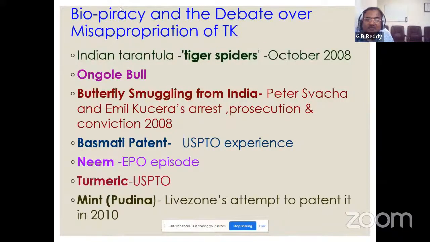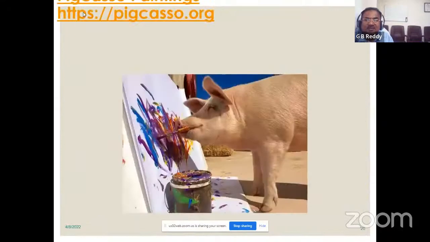Then we also have, this is the essence of the biopiracy, whatever happened. And these are some of the decisions. Yeah, here is a very interesting thing.